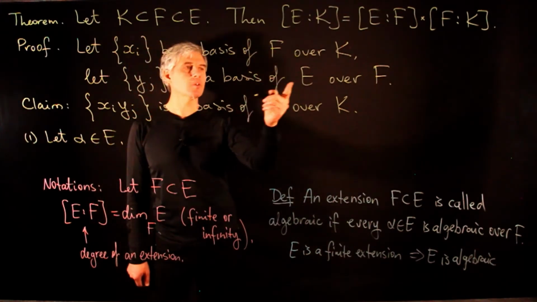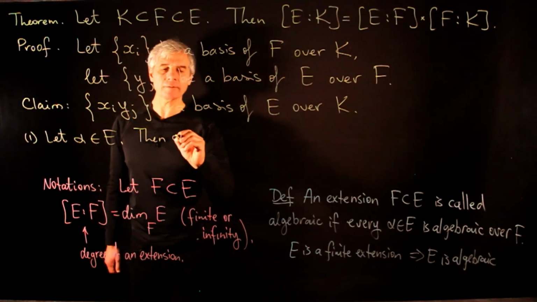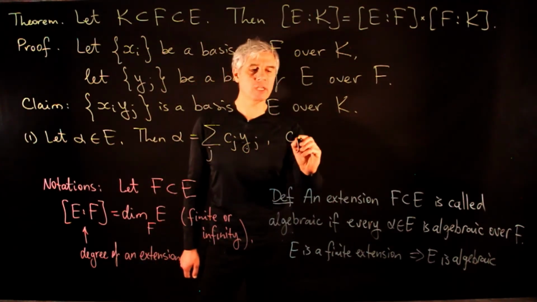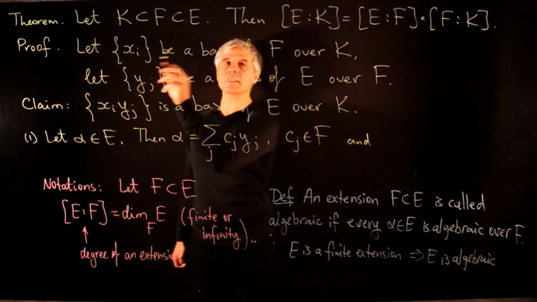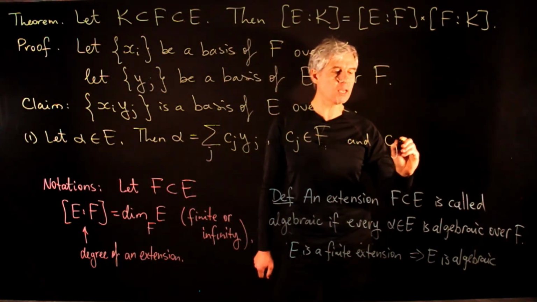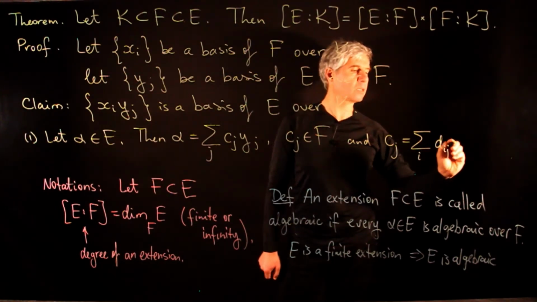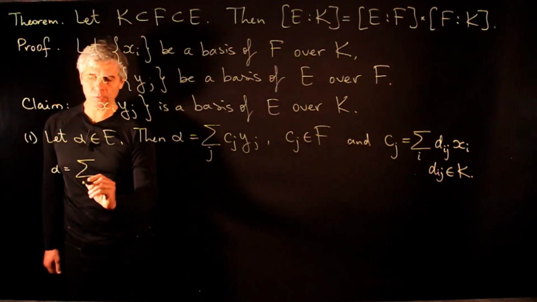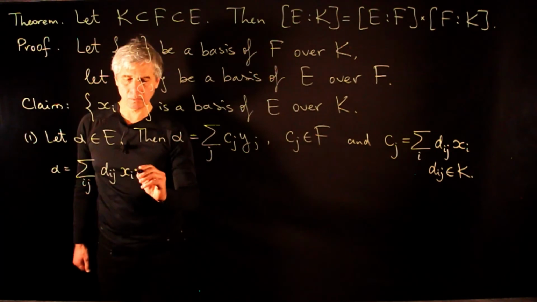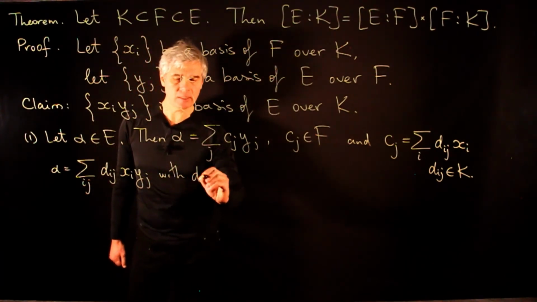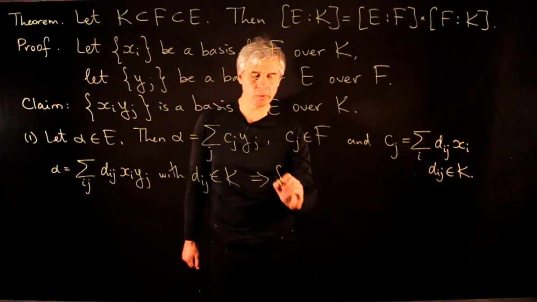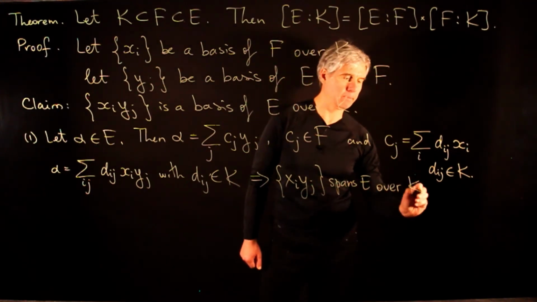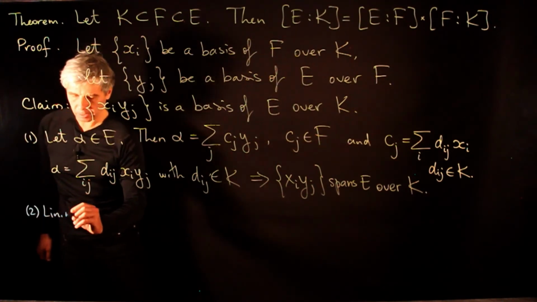Since y_j's form a basis of E over the field F, we can write alpha as a linear combination of y_j's with coefficients c_j's in the field F. And we also have that x_i's form a basis of F over K. So this means that each c_j can be written as a sum over i of d_ij times x_i, where d_ij's belong to K. Combining this, we get that alpha is the sum over i,j of d_ij x_i y_j, with d_ij being elements of K, and from here we conclude that the set x_i y_j spans E over K. Now, secondly, we need to prove linear independence.